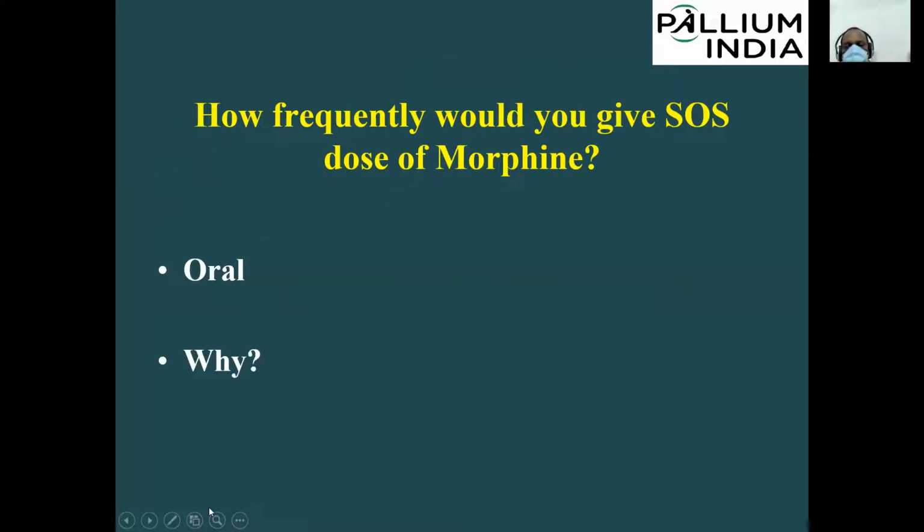So how frequently would you give SOS dose of morphine? So you have to understand that morphine has to be swallowed. It has to be absorbed from the upper small intestine, then go into the liver where metabolism takes place. So this process will take some time. So the action of morphine will start by 30 minutes, but the peak action, peak analgesic effect, will be by 1 hour. So it is better to wait for 1 hour before you administer the next dose of oral morphine. Okay, so 1 hour is the answer.